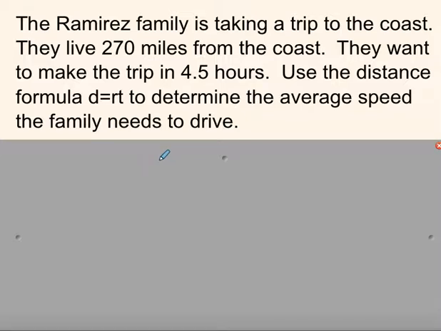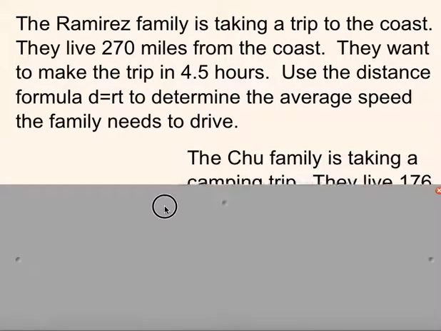The Ramirez family is taking a trip to the coast. They live 270 miles from the coast, and they want to make the trip in 4.5 hours. Use the distance formula, distance equals rate times time, to determine the average speed the family needs to drive. Which means I want to take this formula, distance equals rate times time.